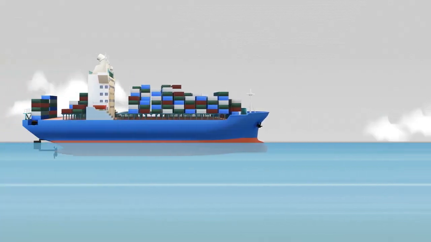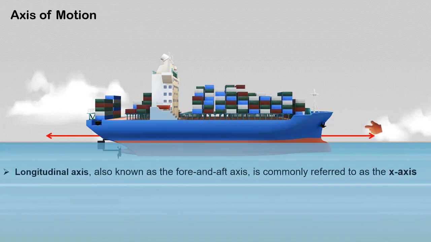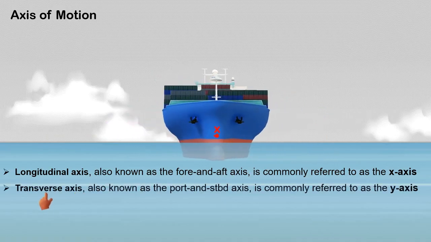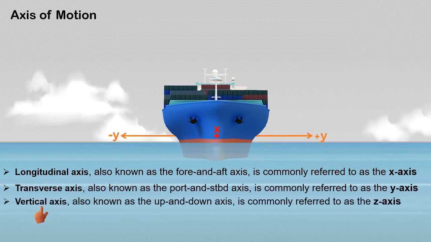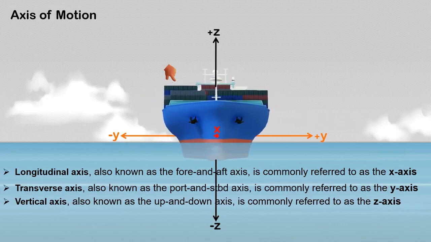The 6 motions of a ship occur primarily along 3 axes of motion. The longitudinal axis, also known as the fore and aft axis, is commonly referred to as the x-axis. The transverse axis, also known as the port and starboard axis, is commonly referred to as the y-axis. Lastly, the vertical axis, also known as the up and down axis, is commonly referred to as the z-axis. All 6 motions of the vessel take place along or around these 3 axes.